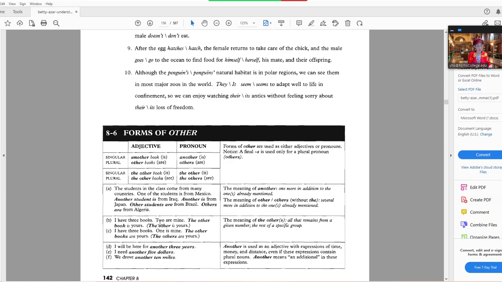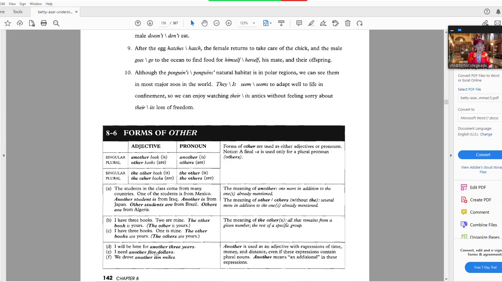I have 3 books. 2 are mine. The other book is yours. The other is yours. I have 3 books. 1 is mine. The other books are yours. The others are yours. So the meaning of "the other" is all that remains from a given number, the rest of a specific group. I will be here for another 3 years.